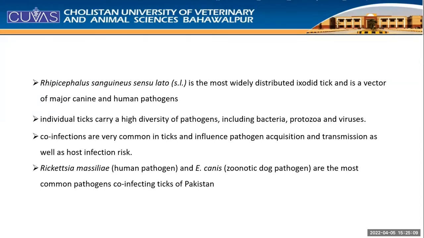Individual ticks carry a very high diversity of pathogens, including bacteria, protozoan, and viral diseases. Co-infections are very common in ticks and influence pathogen acquisition and transmission as well as host infection risk. Rickettsia massiliae, that is the human pathogen, and Ehrlichia canis, that is a zoonotic dog pathogen, are the most common pathogens co-infecting ticks of Pakistan.